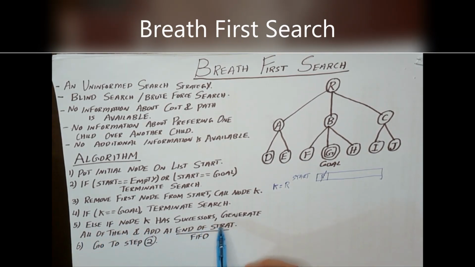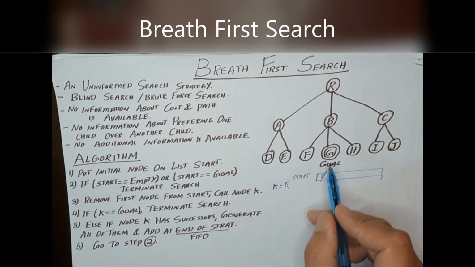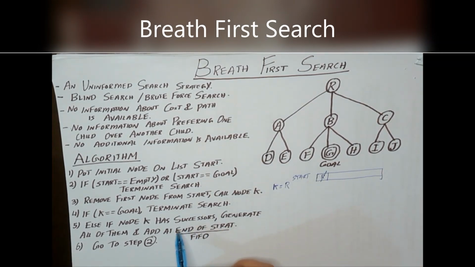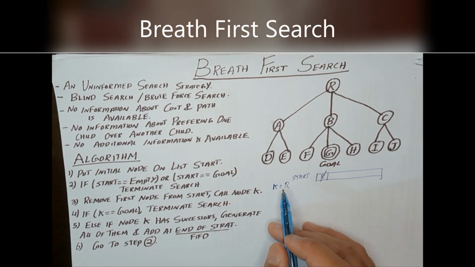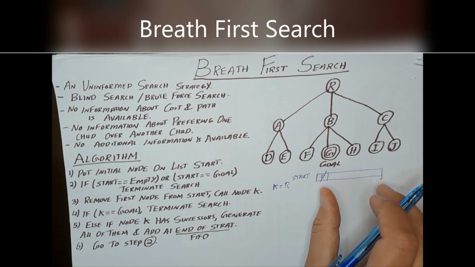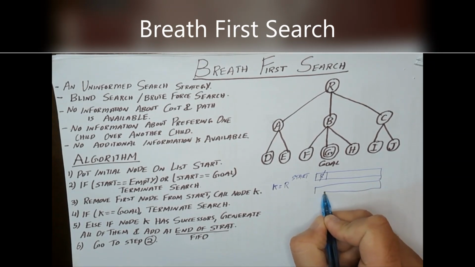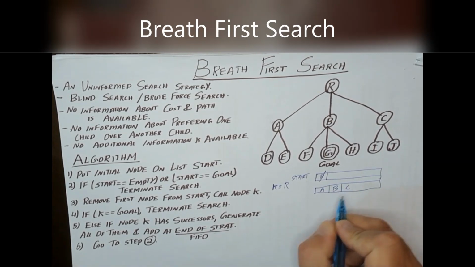If node k has successors, generate all of them and add them at the end of start. Yes, node k has successors A, B and C, so we need to generate all of them and add them at the end of our list start. We need to remember that we put our nodes at the end of the start list, which means it is a FIFO structure. The one that came in the beginning will be the first one to explore. Here it is empty now, so we will add our three nodes over here. So our new list will be populated by A, B and C.